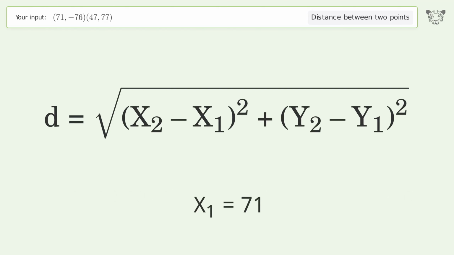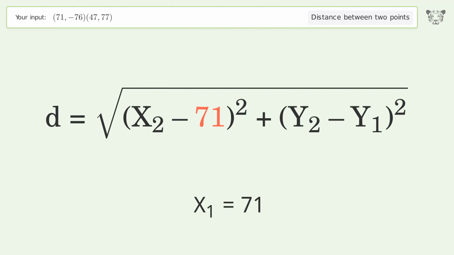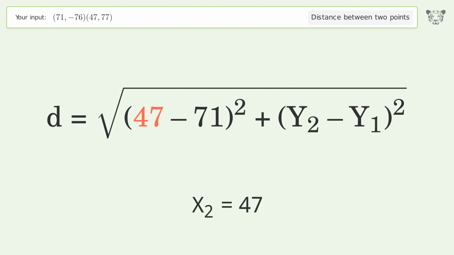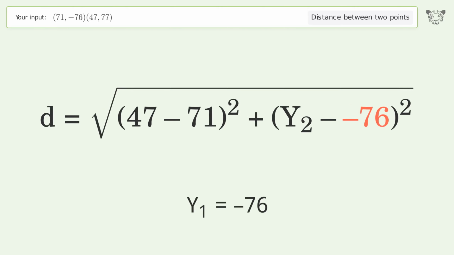x1 equals 71. x2 equals 47. y1 equals -76. y2 equals 77.